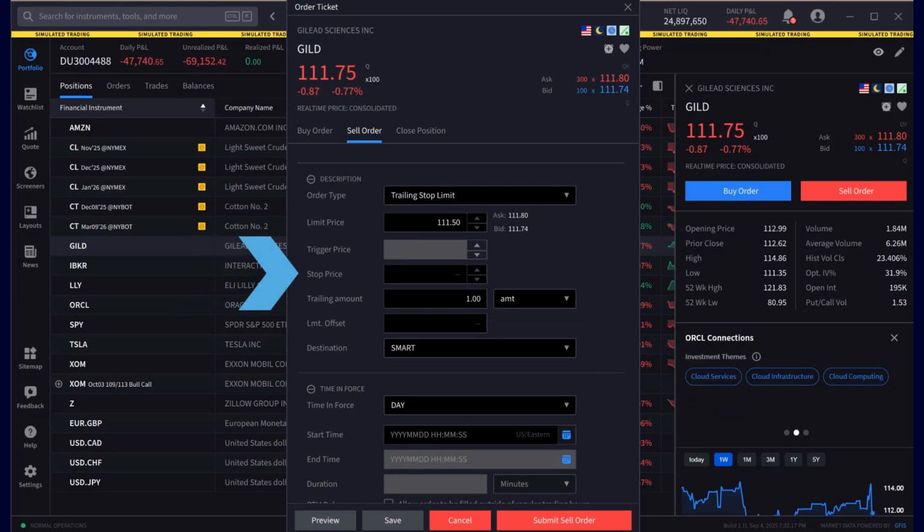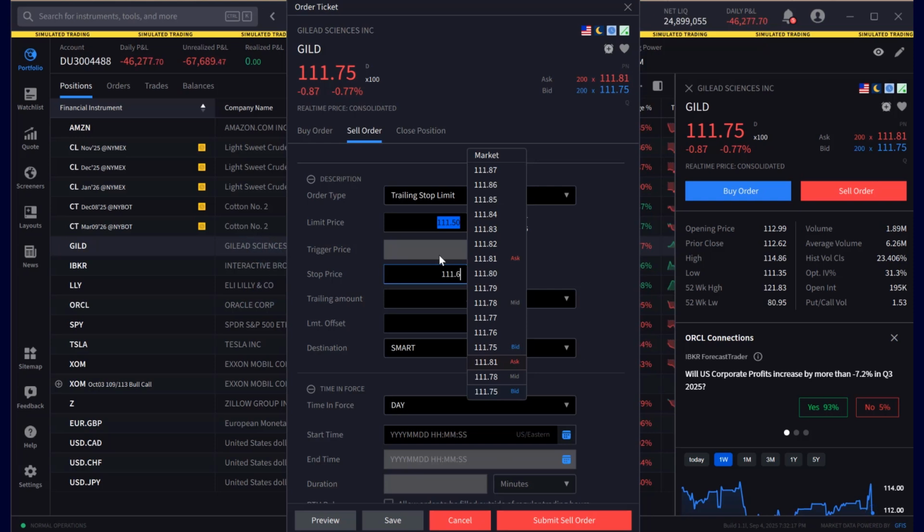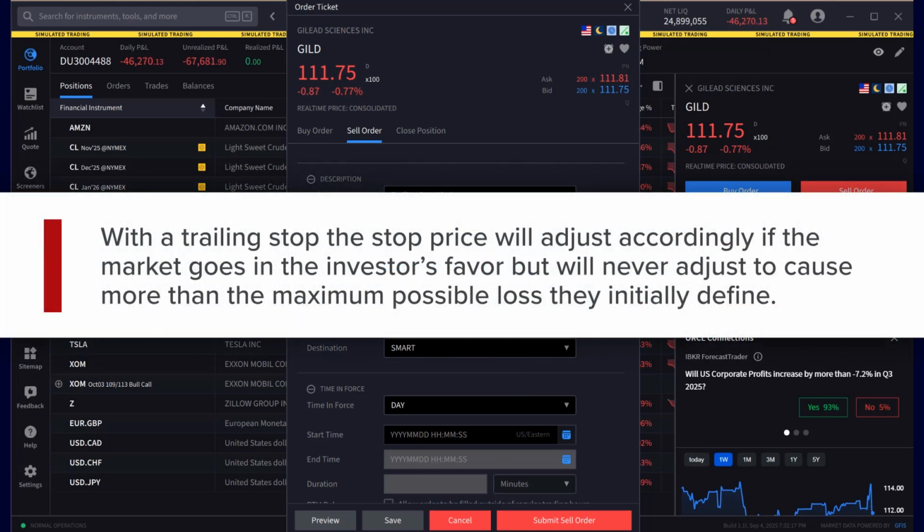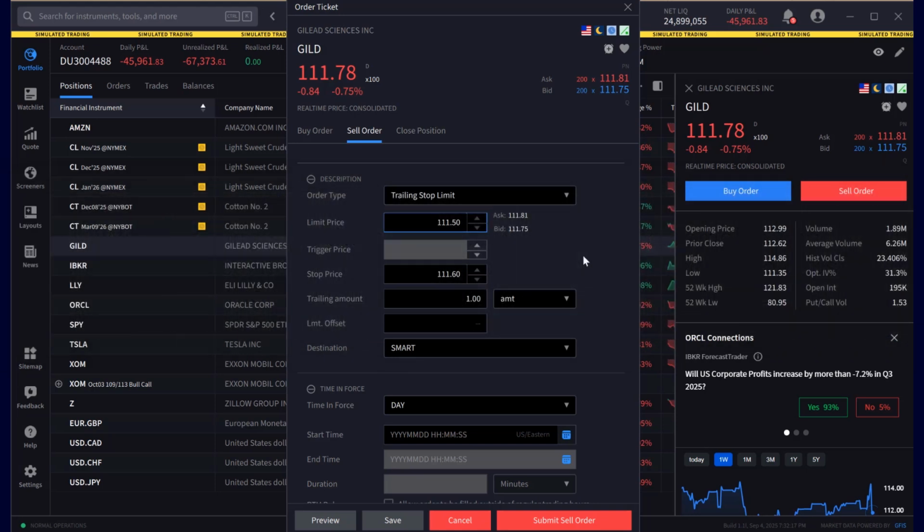The investor enters a stop price. Remember, with a trailing stop, the stop price will adjust accordingly if the market goes in the investor's favor, but will never adjust to cause more than the maximum possible loss that they initially define. Next, the investor sets the trail amount in either dollar or percentage terms, in this case 3%. They can then set the time in force to day or GTC.